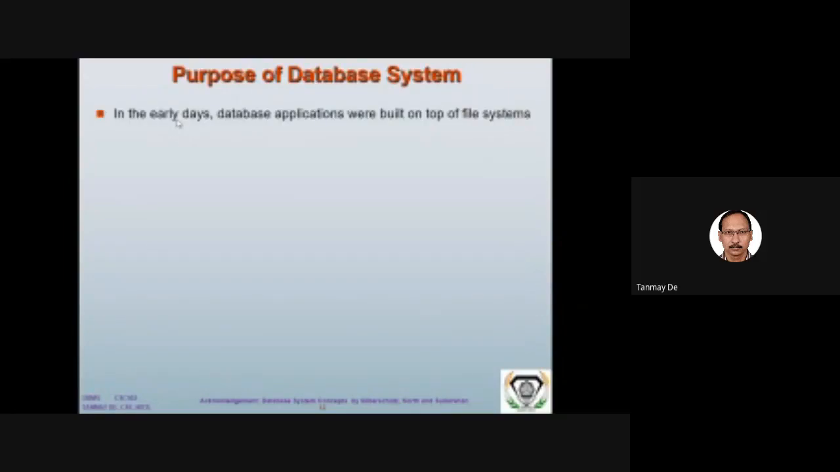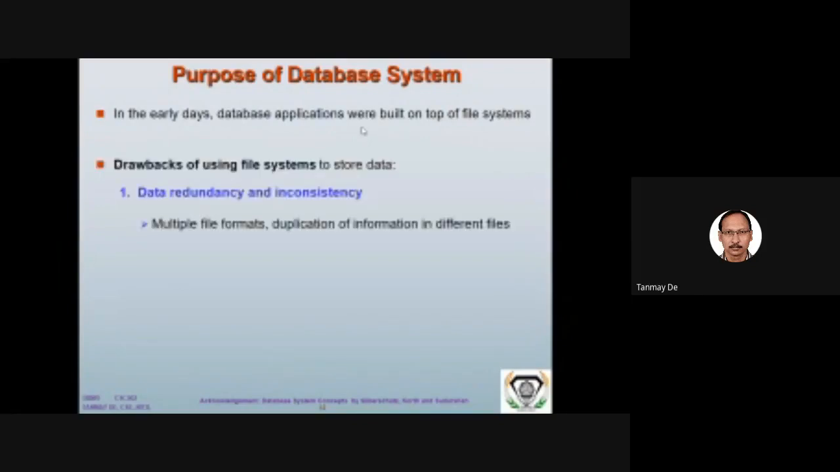Here, a number of problems arise. In this discussion, what is the drawback of the earlier, conventional file system, or the main reason behind developing database management systems? We can consider the banking database example. The first drawback is data redundancy and inconsistency. I already discussed that; just a little brush up.